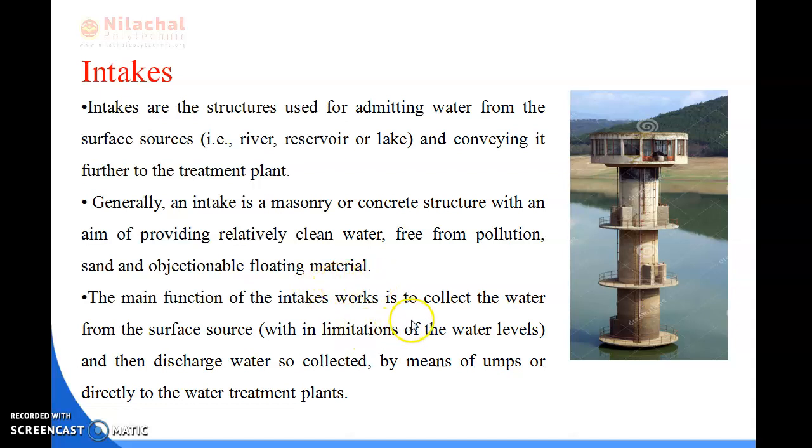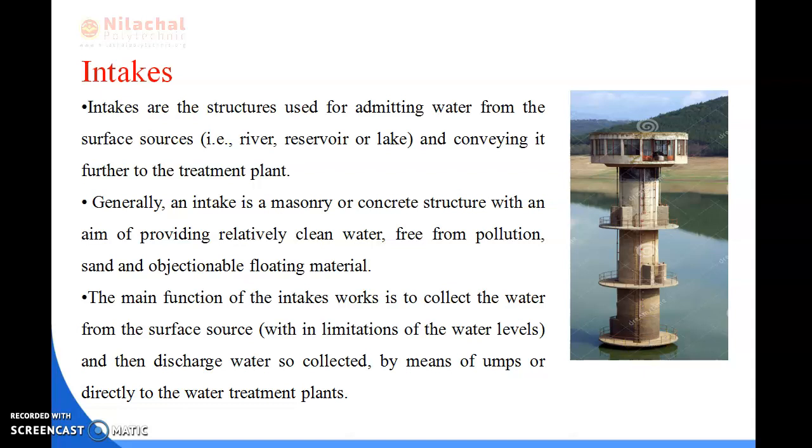And what is the function of intake? Its work is to collect the water from the surface sources and then discharge the water so collected by means of pumps or directly to the water treatment plants. Okay, so we can say intake is the structure used for admitting water from the surface sources, that is river, reservoir or lake, and conveying it to the water treatment plant. And it is made up of masonry or concrete structure to provide clean water which is free from pollution, sand or any other floating materials.